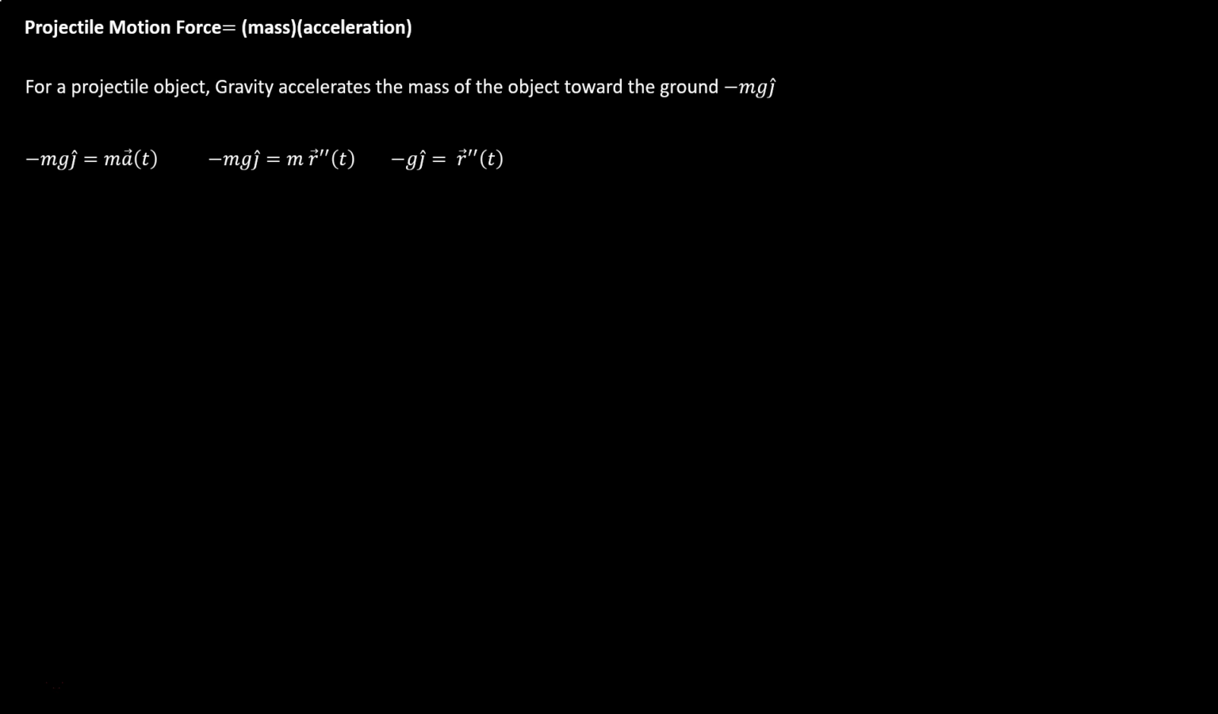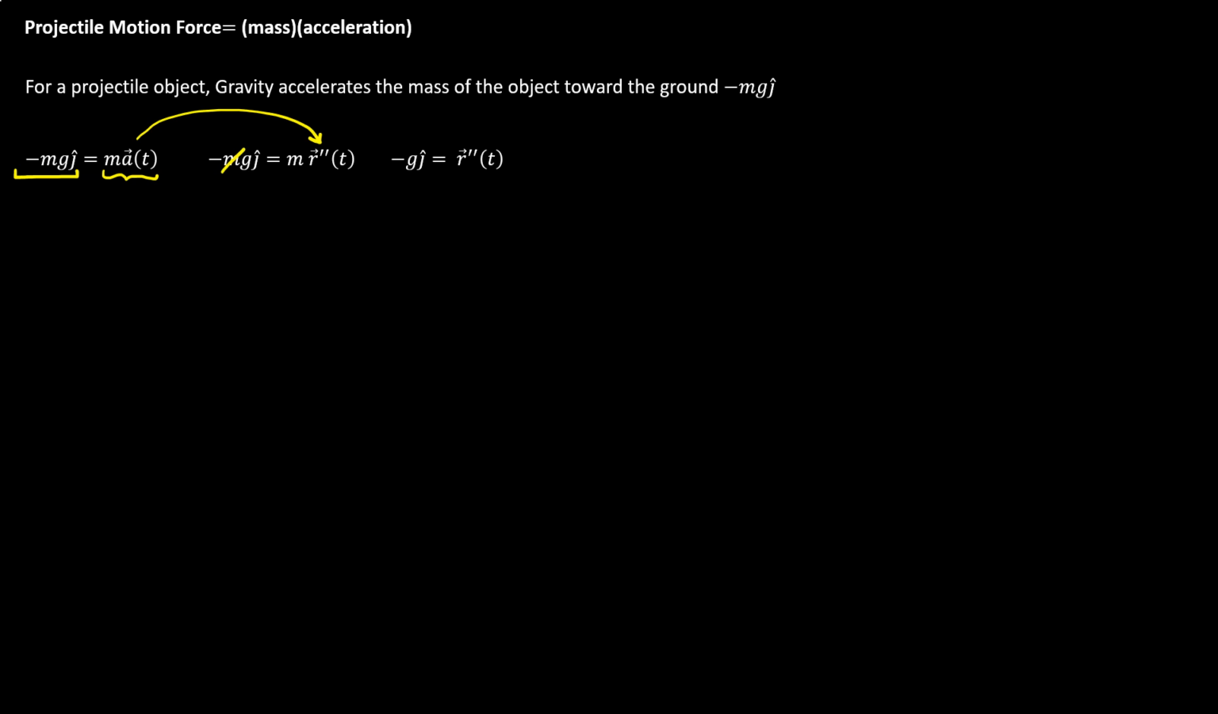We know that force can be represented as mass times acceleration. And since we know that the object is only being acted on by gravity, we know that the force acting on the object must be negative mass, m, times gravity, g, times j hat. Now, the force acting on the object must be equal to mass times some acceleration, even if we didn't know what the acceleration was. And we also know that acceleration is the same thing as the second derivative of position. And if our goal is to find the r of t vector that represents position, maybe we'd prefer that notation instead of a for acceleration.